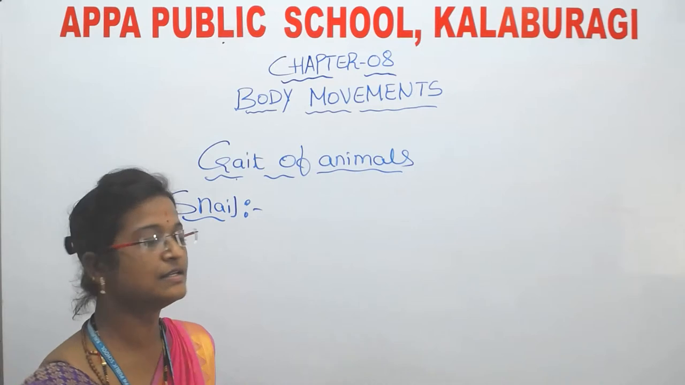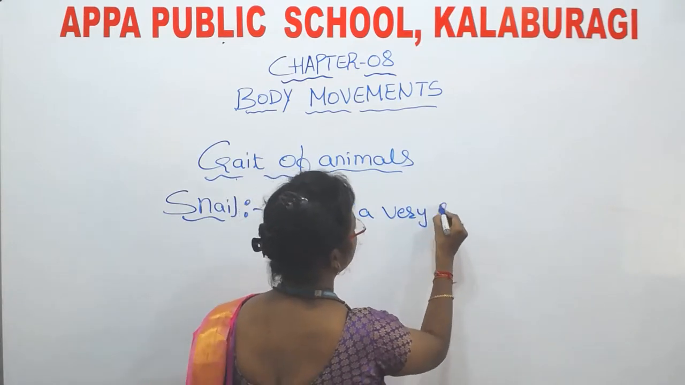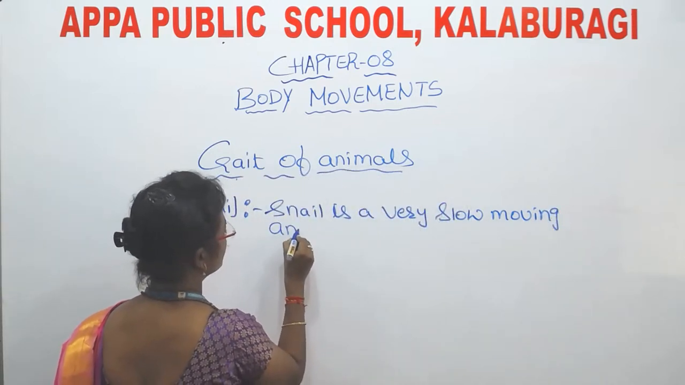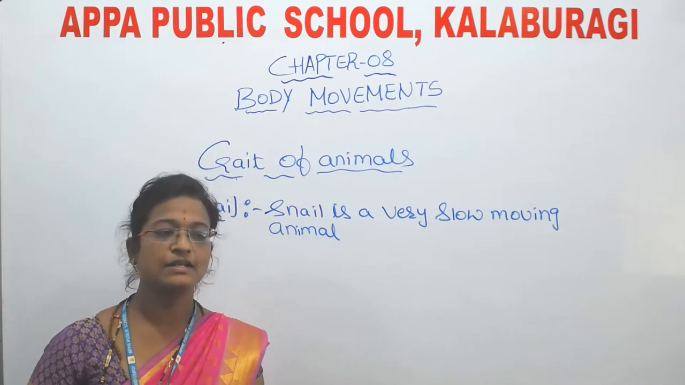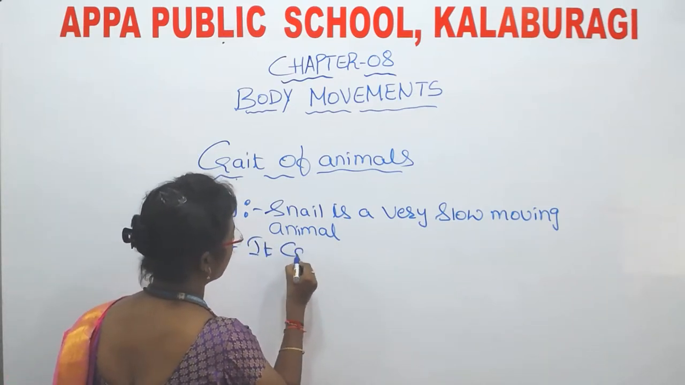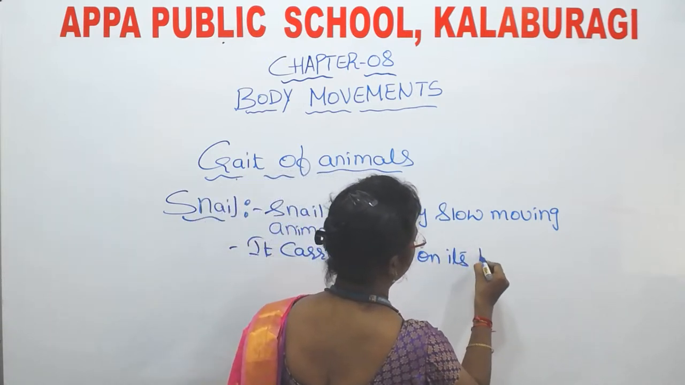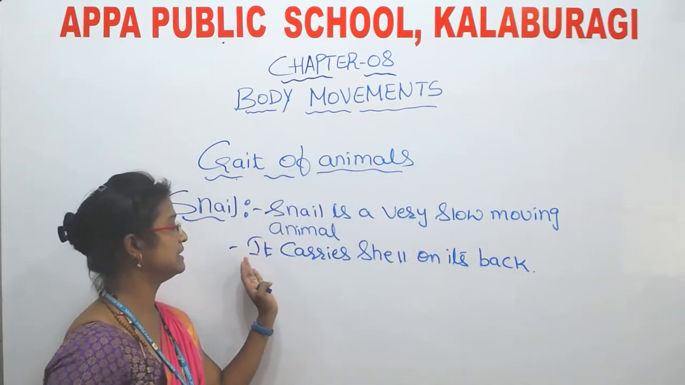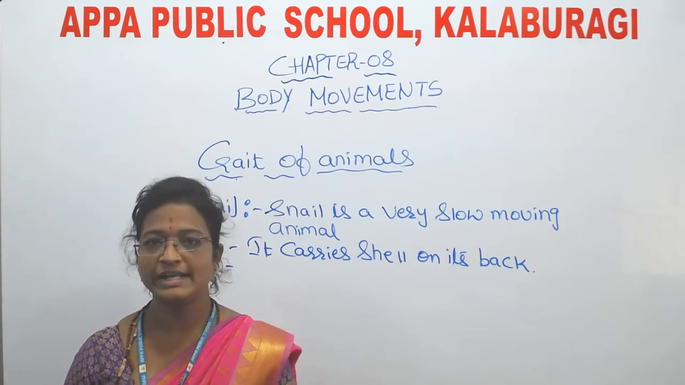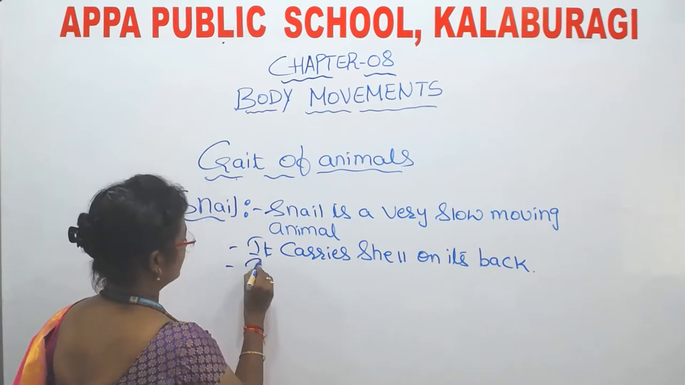You all have seen a snail. The snail is a very slow moving animal. Have you seen how they move? They move very slowly. And you know, it carries a shell on its back. The snail is a very slow moving animal and it carries a shell on its back.